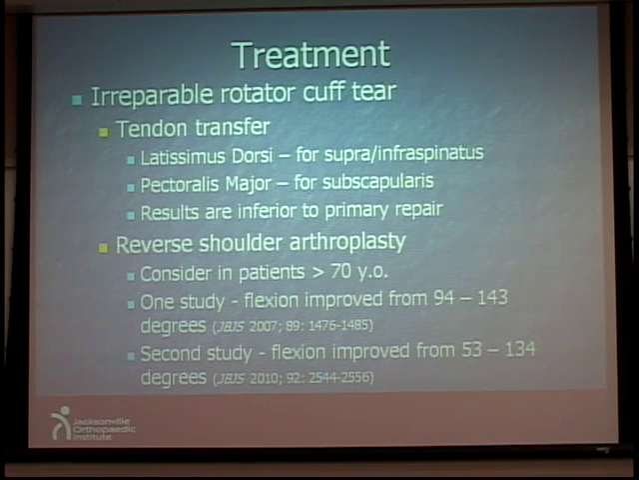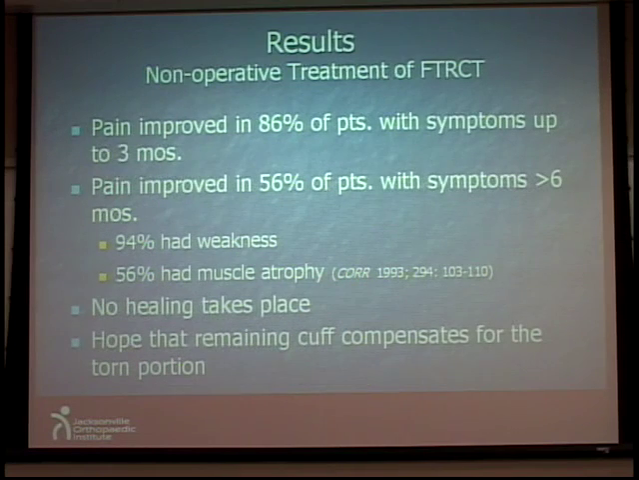In patients over the age of 70, there is a type of shoulder replacement called a reverse shoulder arthroplasty, and this has shown actually excellent results, flexion improving from 94 to 143 degrees in one study, and a more recent study from 53 to 134 degrees of flexion, although this is a large procedure and the accompanying potential complications are associated with it. Let's talk about results now.